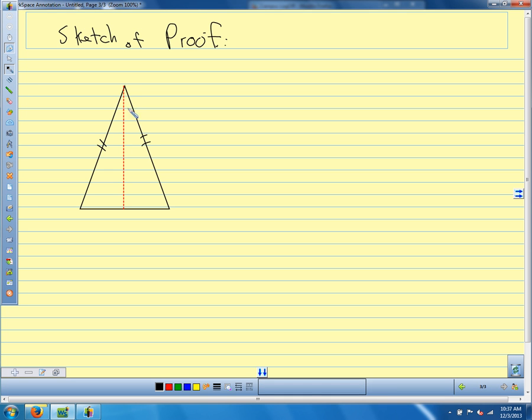So I'm just going to sketch in this line that bisects that angle. Well, now we have two triangles. We have a side and we have an angle. Could we show that those two triangles are congruent?